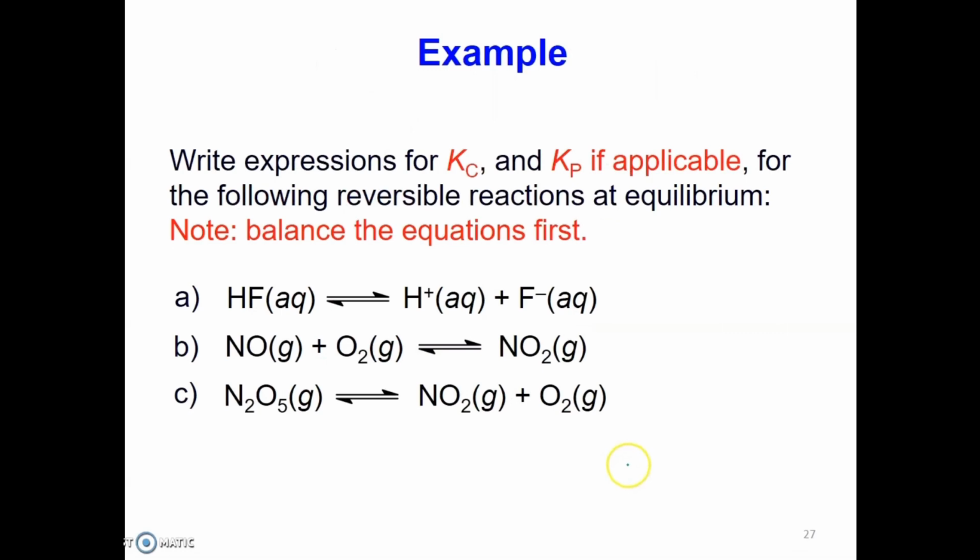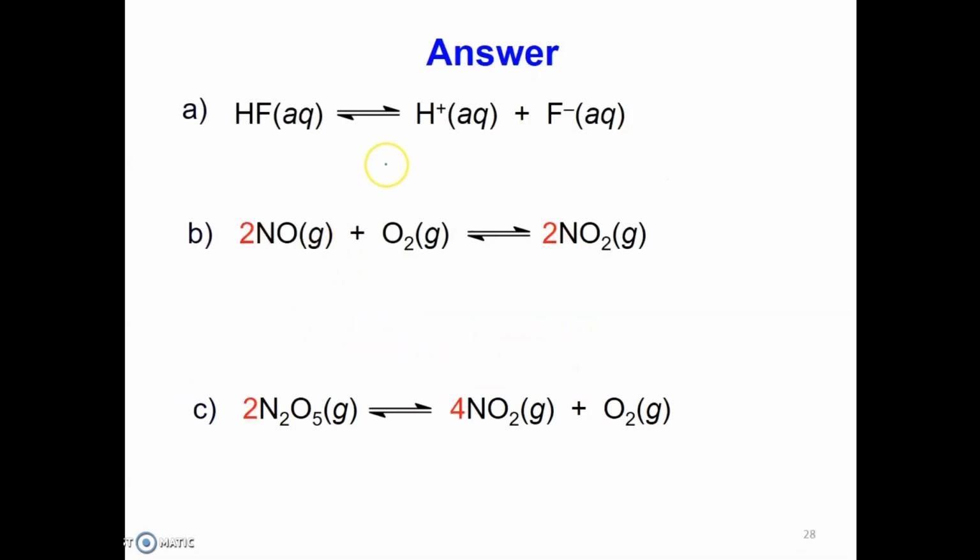For example, let's do this example together. So the instruction is: write the expression for Kc and Kp, if applicable, for the following reversible reaction at equilibrium. So note, please balance the equation first. For A, you have HF aqueous dissociates into H plus ion plus F minus ion. So to write the Kc expression, both species are involved: the concentration of H plus times the concentration of F minus over the concentration of the reactant, which is HF.